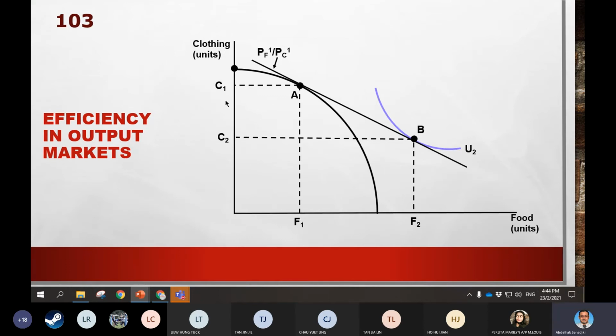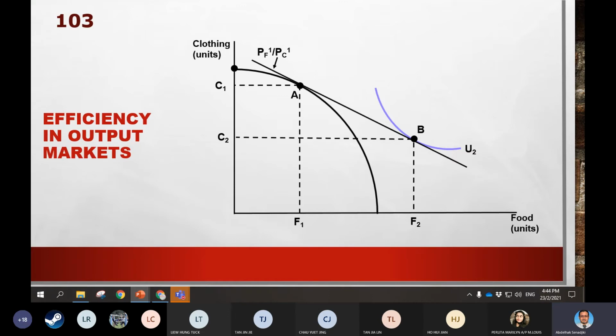And the same thing for clothing. Consumers would like to consume only C2, but producers would like to produce C1 at A. So we will have an excess of supply here. We have an excess supply of clothing and a shortage of supply of food.